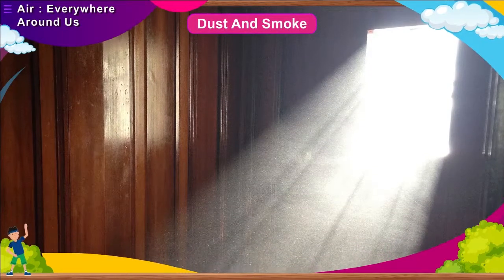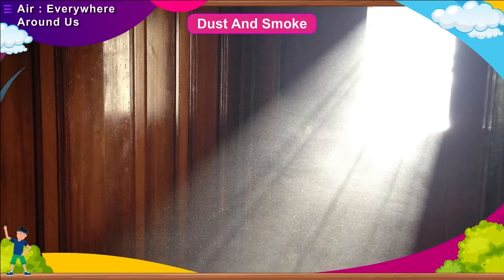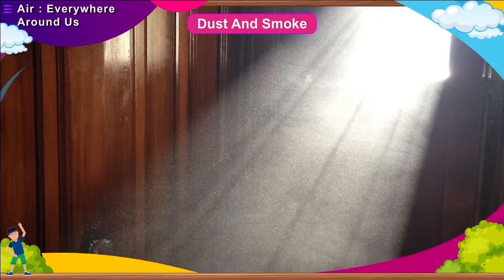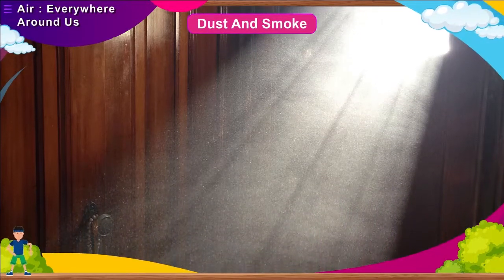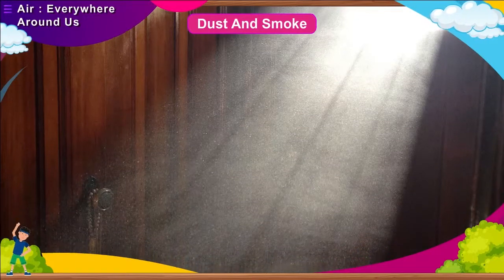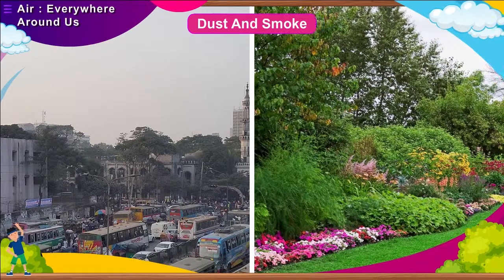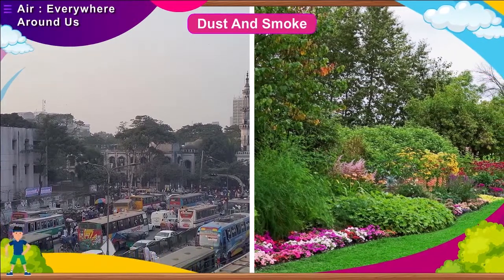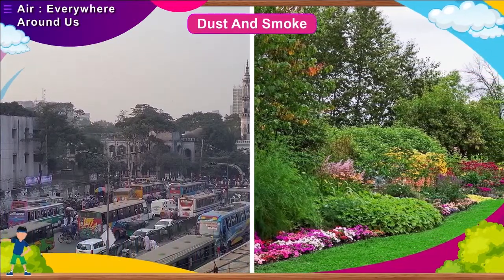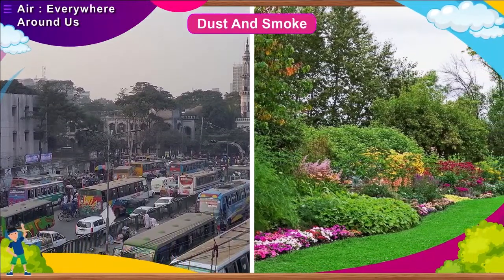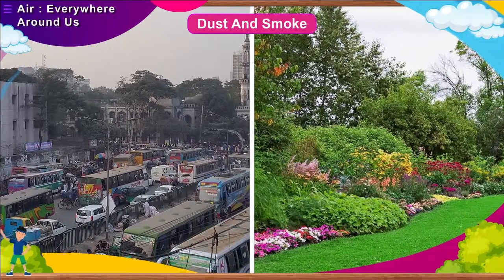Dust and smoke. If we observe a fine beam of light entering a dark room, we see fine particles of dust in it. Thus, air contains dust particles. The percentage of dust in air varies from place to place. A crowded street has a higher percentage of dust and smoke in comparison to an open place like your garden.